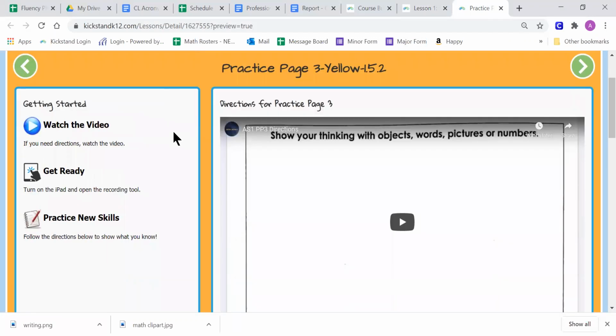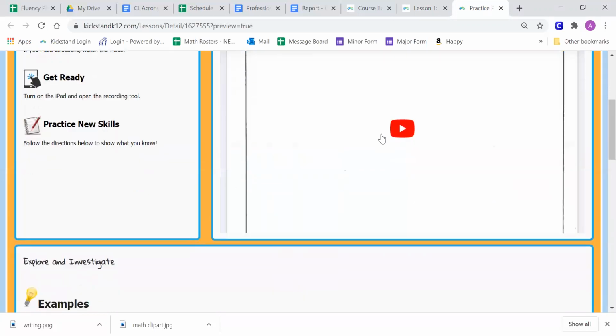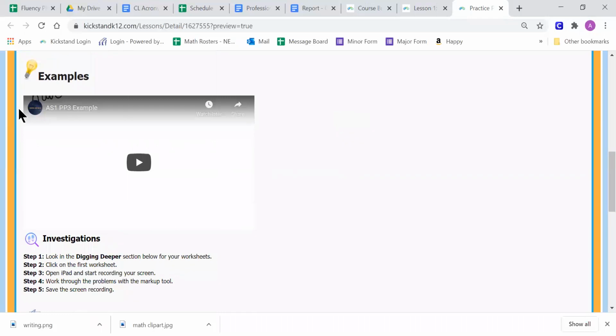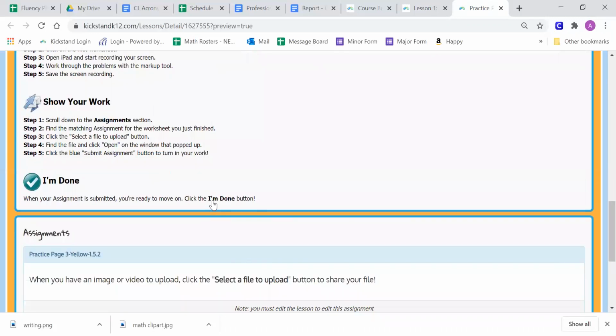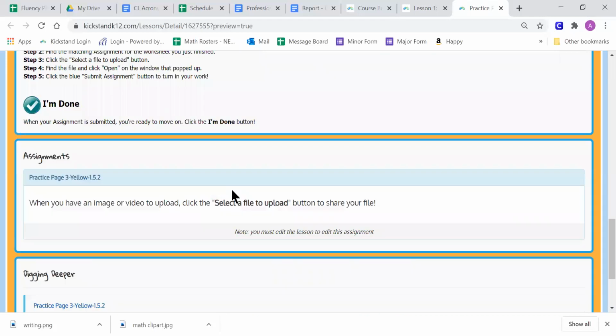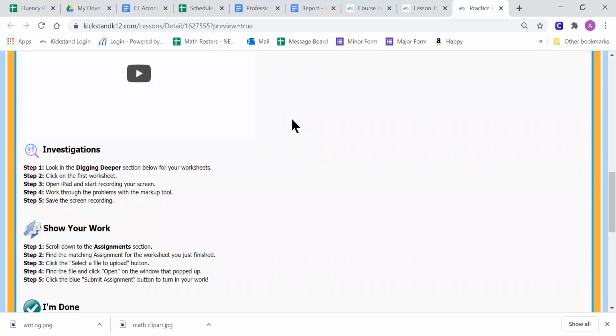So this is practice page 3, for example. Each of the teachers have recorded directions for the practice page where they're specifically going through what's expected. And then we have a worked example of similar problems that students can have a refresher on how we go about solving those. There are specific directions for each part of it. And then we have their assignment here, and they will upload it back to here. So we don't put it all on one page. We do break it apart a little bit.